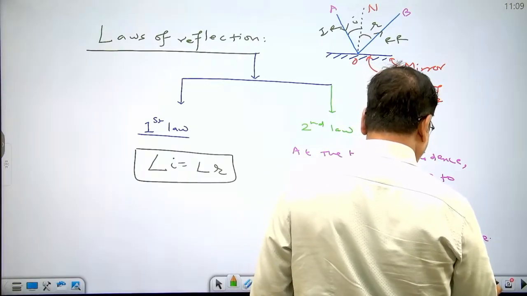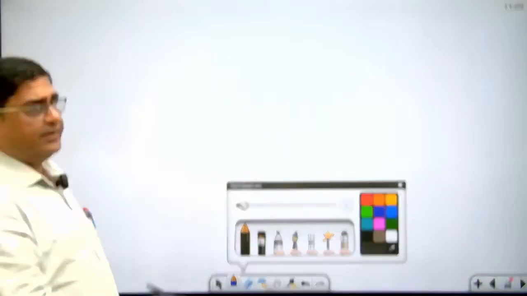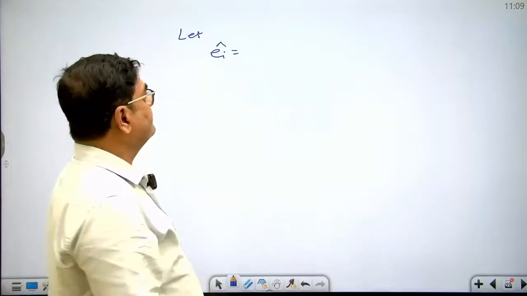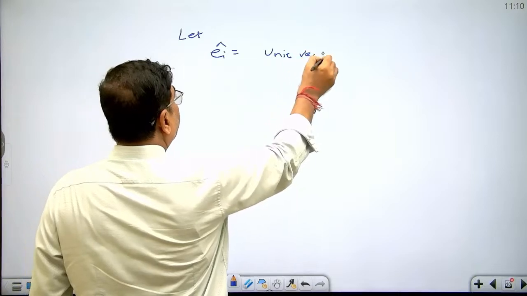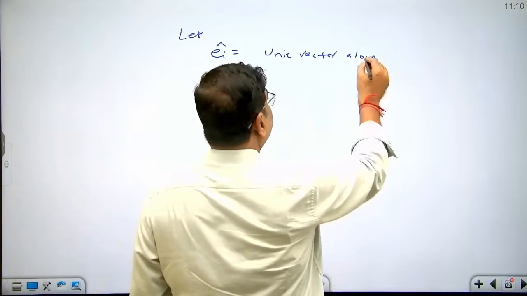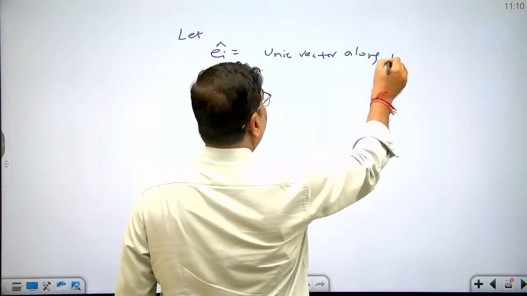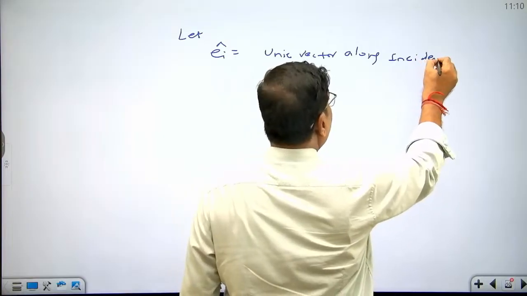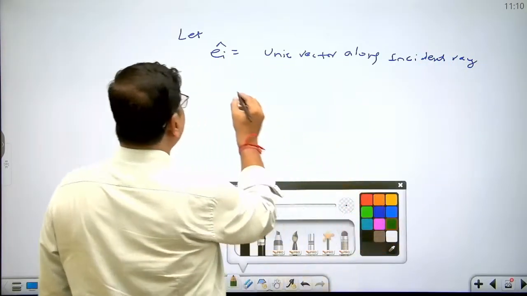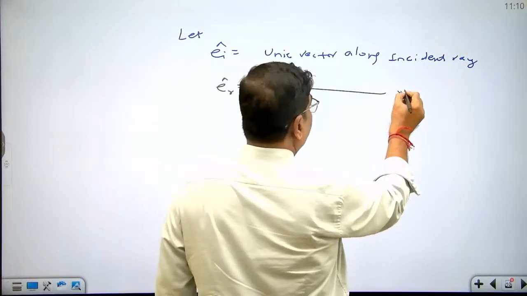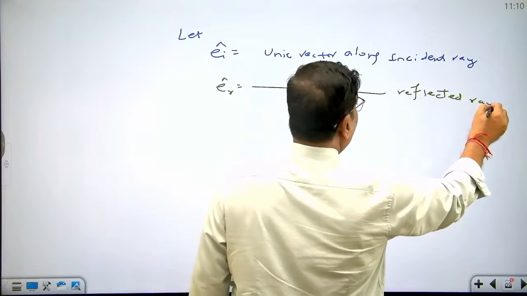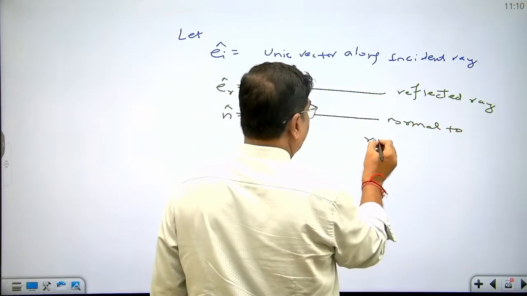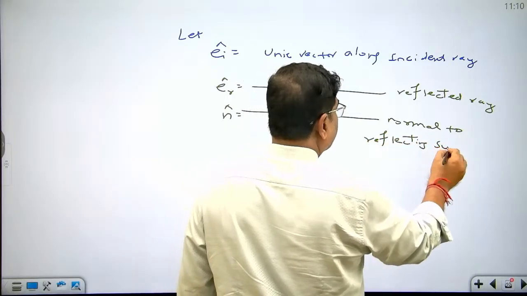If we write the laws of reflection in vector form, dear student, let EI cap equal the unit vector along the incident ray, ER cap equal the unit vector along the reflected ray, and N cap equal the unit vector along the normal to the reflecting surface.